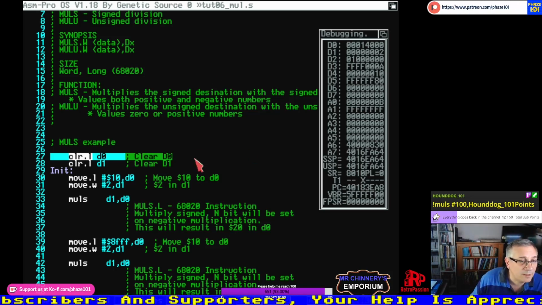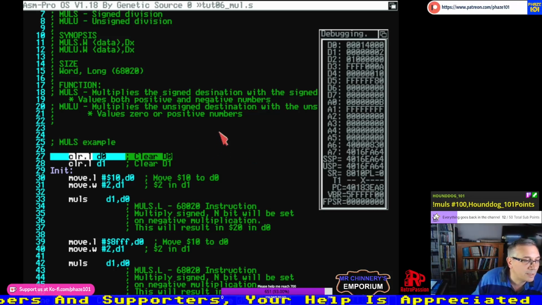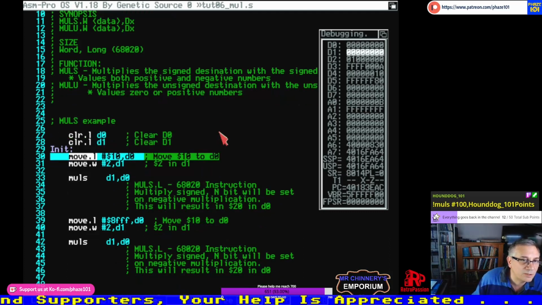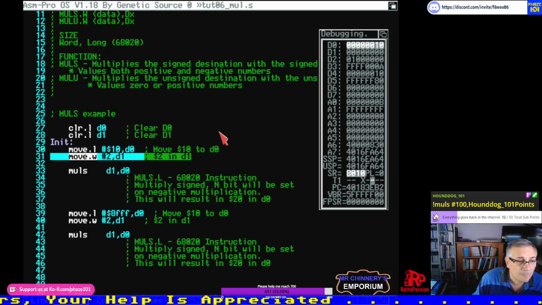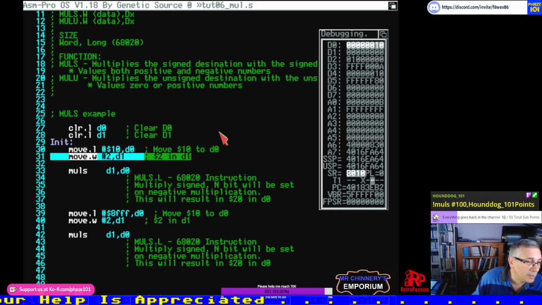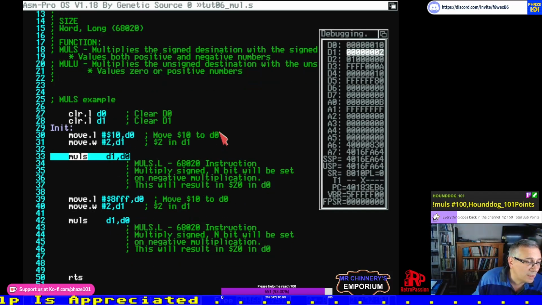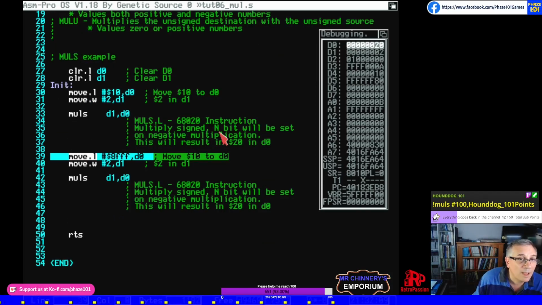So, same thing, but we are using multiplication now. So we clear the 0 and the 1. We move 10 into the 0. And we move 2 into the 1. And this time signed. So we multiply the 0 by what is in the 1. And we get 20.